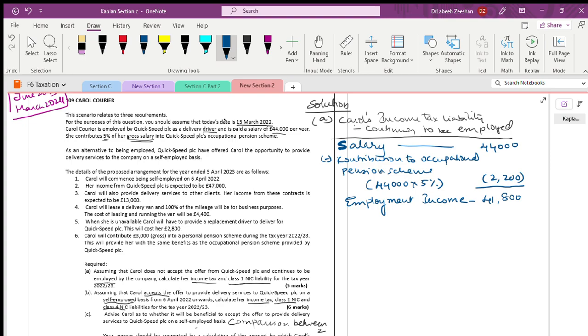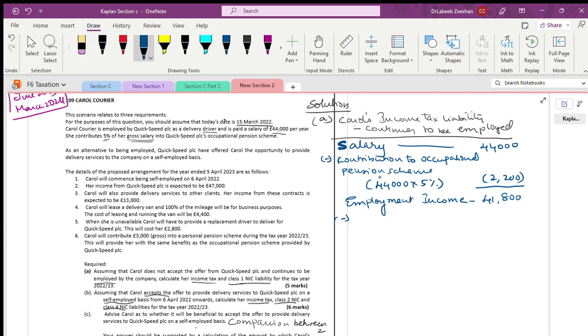Now, how much is the taxable income? Taxable income is employment income, which is 44,000. Since the adjusted net income is less than 125,140, the personal allowance is applicable. The personal allowance is applicable when the adjusted net income is less than 125,140.